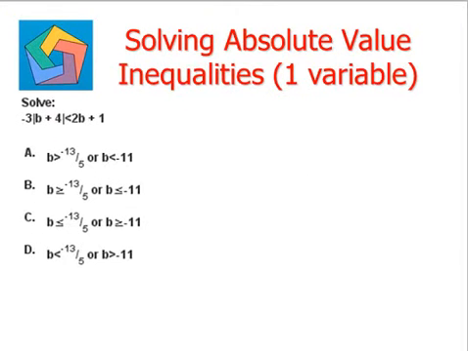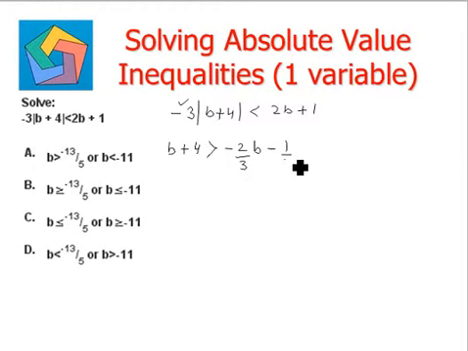Here we have solve. Let's write our inequality. Negative 3 absolute b plus 4 is less than 2b plus 1. So first we'll divide the inequality by negative 3. So this becomes |b plus 4|. This becomes greater because here it's being multiplied or divided by negative 3. So this becomes negative 2/3 of b minus 1/3. So this is our inequality. Now we put the absolute value bars.